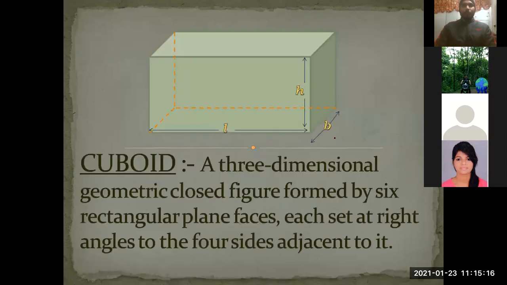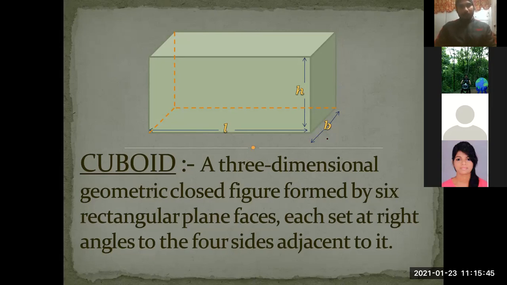So we will discuss the cuboid. A cuboid is also a three-dimensional figure, as the cube was. A three-dimensional geometric closed figure which is formed by six rectangular plane surfaces. In a cube, we discussed that there are square-shaped faces, but here the figure is formed by six rectangular plane faces.